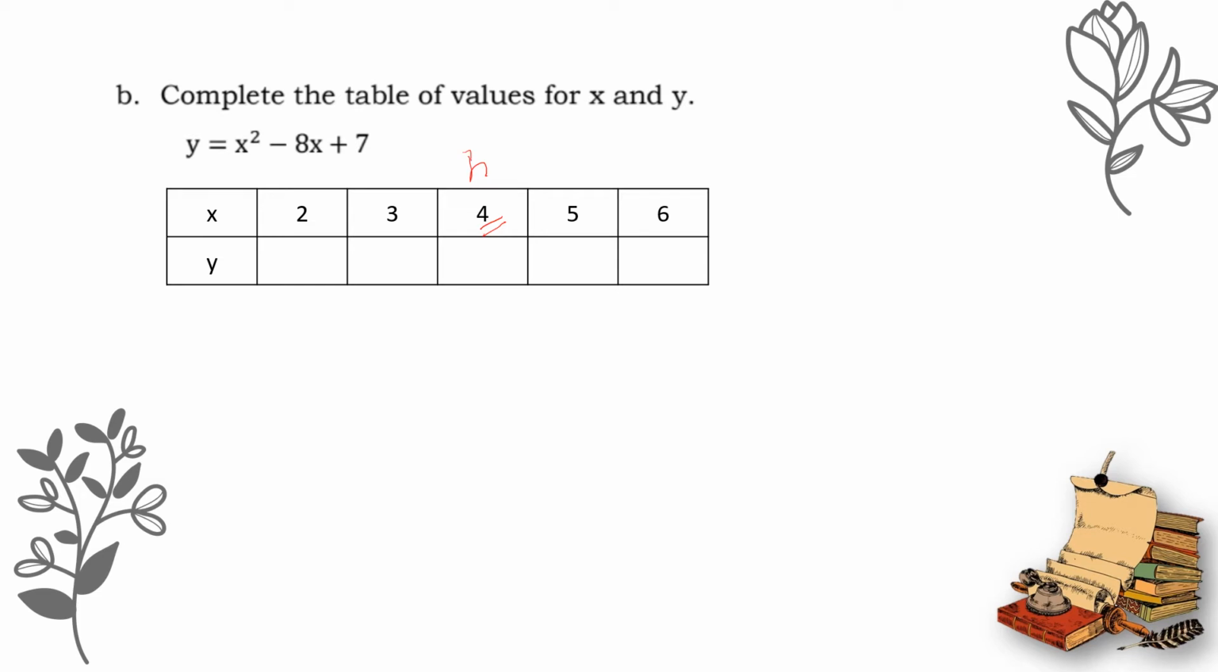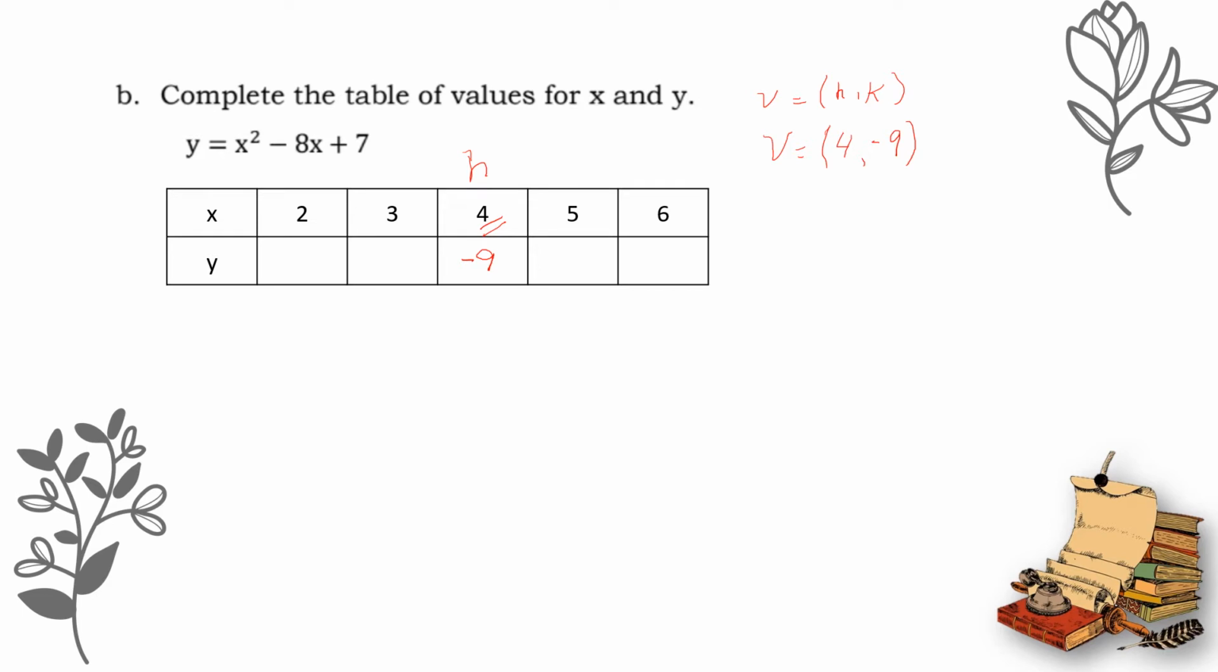H, kukunin po natin ang ating vertex. Kasi ang vertex daw po ay yung h at saka yung k. So, ibig sabihin, yung kinuha po natin kanina sa una, ang h natin ay equal to 4. Tapos, ang k natin ay equal to negative 9. So, ibig sabihin, ang y po, if the value of x is equal to 4, the value of y is equal to negative 9 upon substitution.